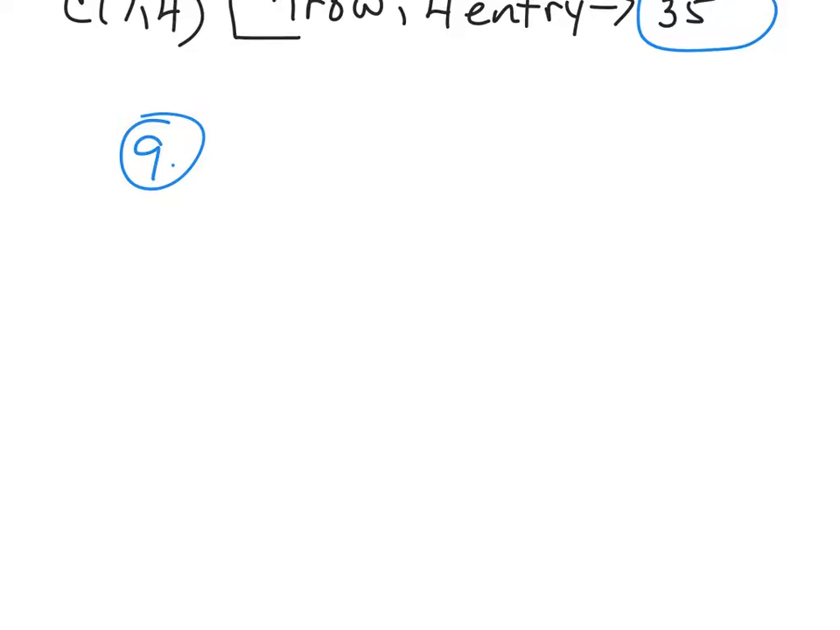A committee of 4 congressmen will be selected from a group of 7 Democrats and 3 Republicans. Find the number of ways of obtaining each result. And number 9 says 1 Democrat. Okay, so again, what's happening here? We're making a committee, and there's going to be 4 people on the committee, and we're choosing from 7 Democrats, and we're choosing from 3 Republicans.